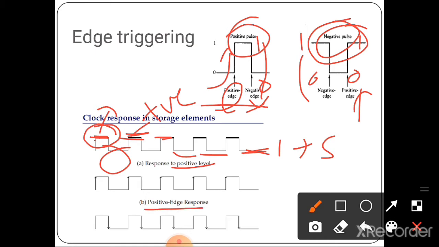And this is an example of positive edge triggering. Positive edge triggering means that during this positive edge there is a transition from one state to another, and in negative edge triggering, during this negative edge there is a transition from one state to another.